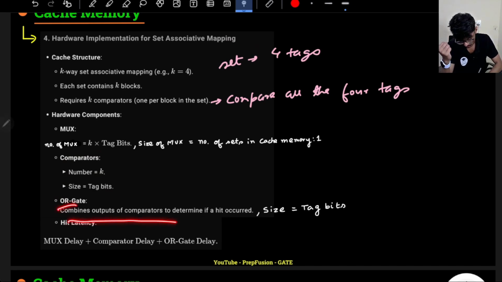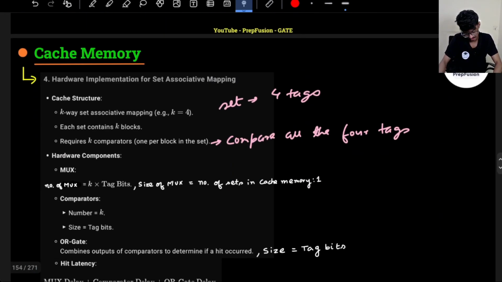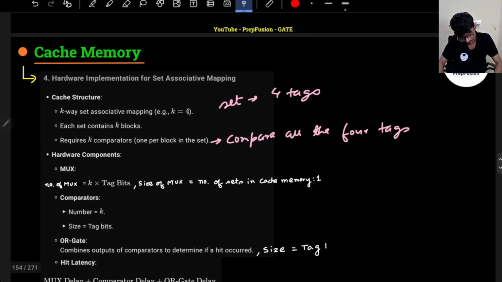That's why I will need k comparators. The OR gate combines all the comparators. So size will not be exactly equal to tag bits. It will be equal to the number of tags present in a set. So it will be k.